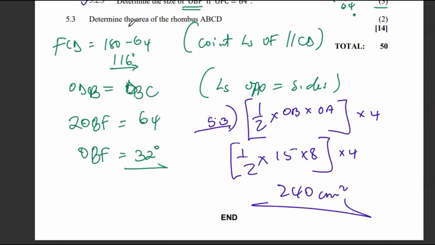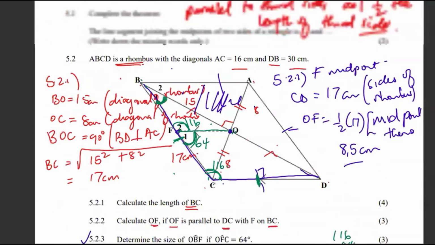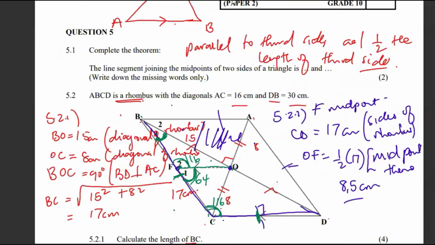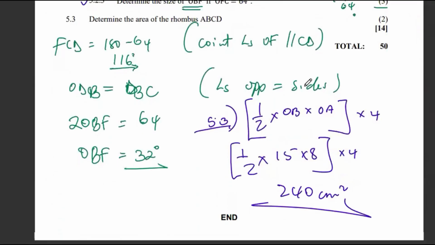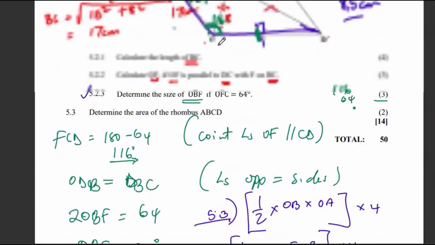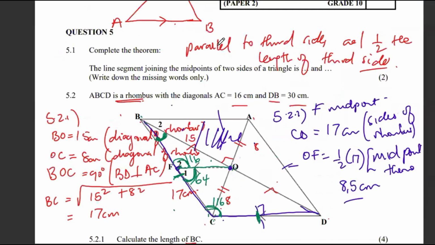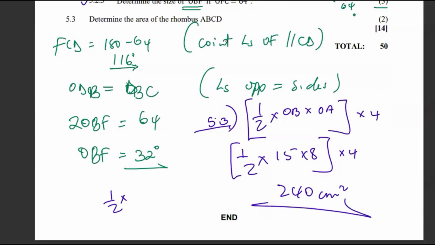Okay, then someone will say, but what if you multiply the 30 and the 16? Remember, it's the same thing. Getting a half of the diagonals, a half multiplied by the diagonals AC and BD, which is a half times 16 times 30. You still end up with 240 centimeters squared. All right, so guys, that is that.